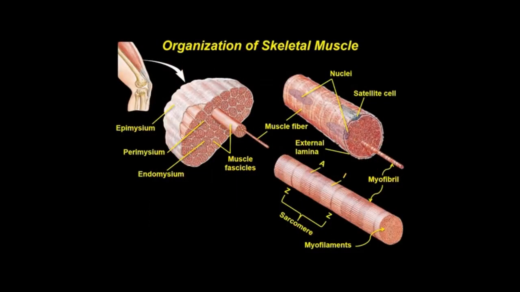Long multinucleated cells called muscle fibers make up skeletal muscles. Each muscle is enveloped by epimysium and subdivided internally into muscle bundles or fascicles by perimysium. Surrounding individual fibers is a delicate endomysium and a thin external lamina, which also encloses satellite cells that closely adhere to the plasma membrane or sarcolemma of fibers.